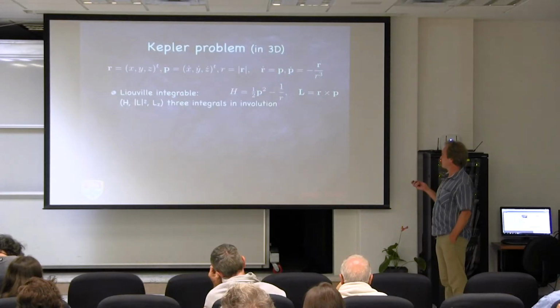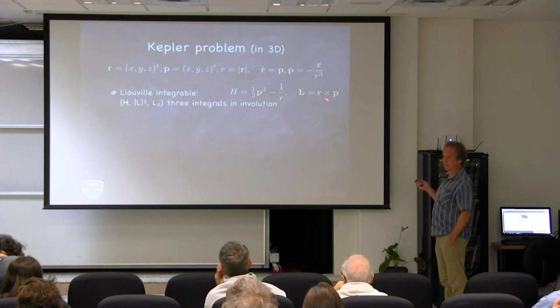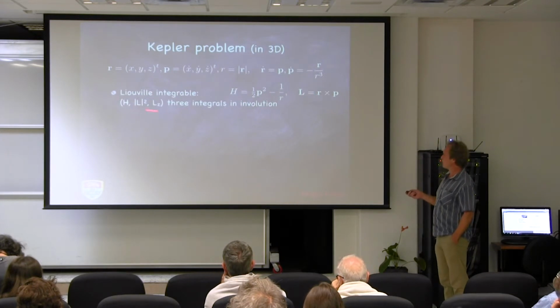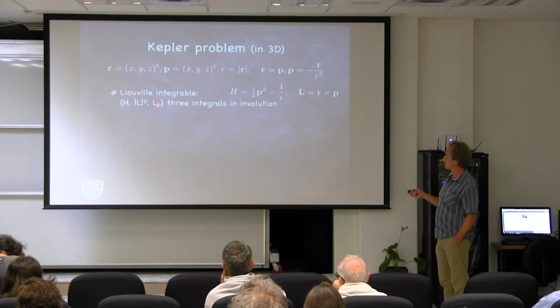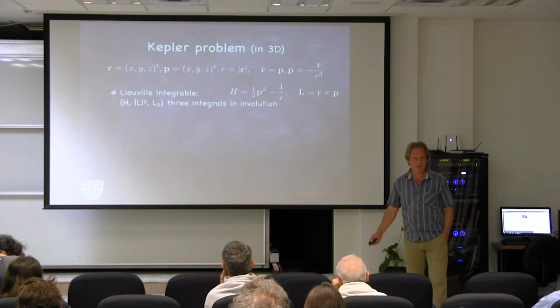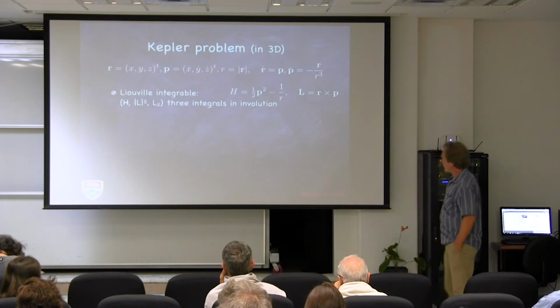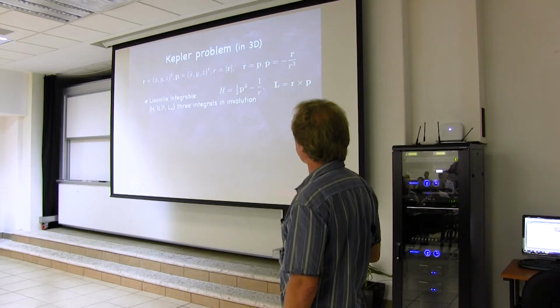I said there are three integrals of motion. In fact, there seem to be four, and there are four. There are even more, but let's take H and the length of L squared and the z component of L. These are three integrals in involution, and that makes the system Liouville integrable.